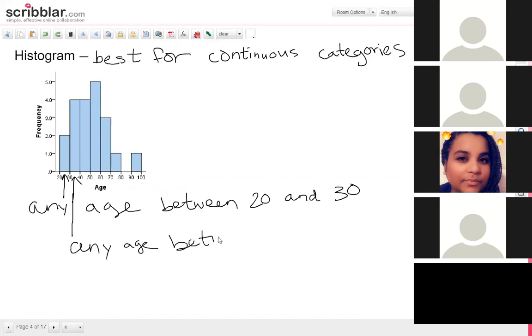Between 30 and 40. But they can ask you the same types of questions. They could ask you to find the mean. They could ask you just to read it and, you know, how many people are between the age of 50 and 60. Well, that would be 5. So it's read like a bar chart. It's just only good for continuous categories.